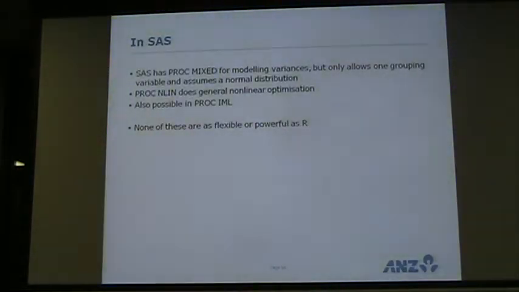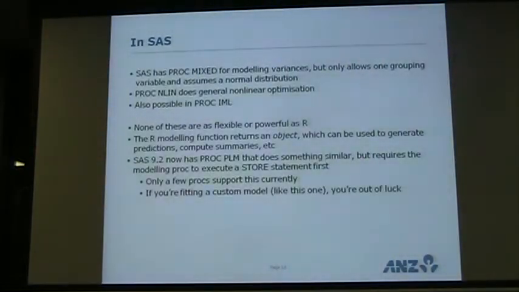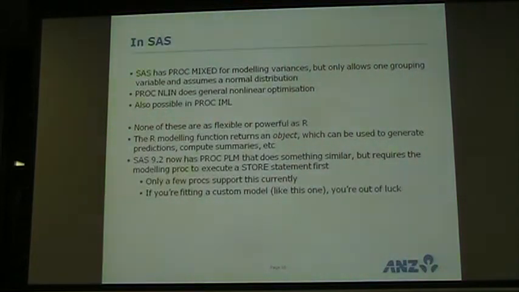And none of these are as flexible or powerful as R, because in R the function returns an object, and you can do things with an object. You can get predictions, you can manipulate those predictions, get summaries, and so on. SAS 9.2 now actually does PROC PLM, which does something like that. But again, only a few procs support PLM, and if you're fitting a custom model like this one is, then you can't really use that. So I guess this gets back to your question, why do I use R instead of SAS?